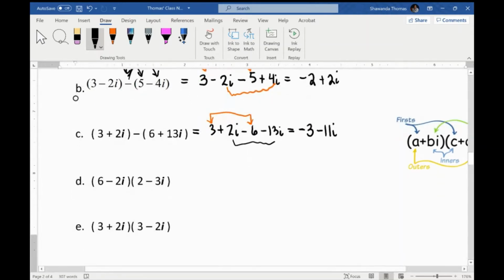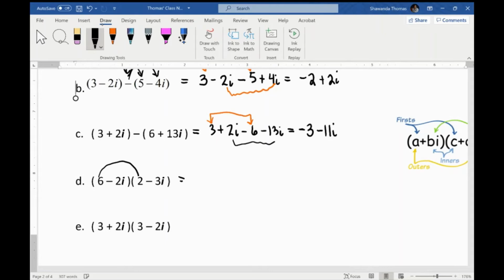D, what operation is D? Multiplication. How do you know it's not addition or subtraction? The parentheses. Parentheses are right next to each other. Nothing is in between these parentheses. So let's just FOIL it like we used to do with the real number system. It's only going to be a slight change, but for the most part, in the beginning, we do the same thing we normally do.